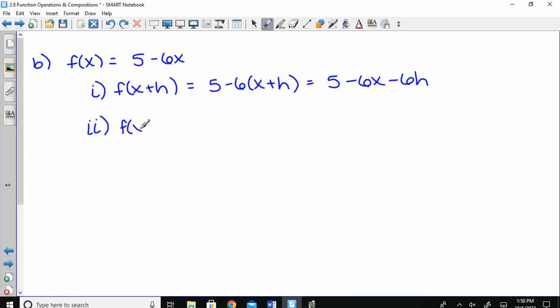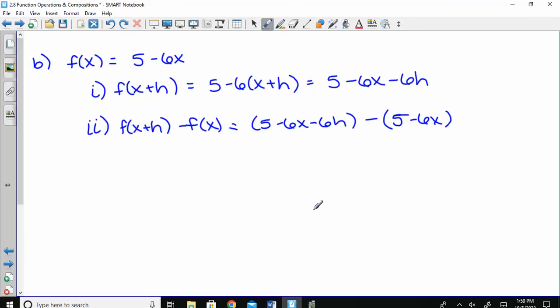Second part, I would ask you for f of x plus h minus f of x. So f of x plus h, we just worked out, minus f of x was 5 minus 6x. So we distribute negative. Positive 5 and negative 5 cancel. Negative 6x, positive 6x cancel. And we get negative 6h.